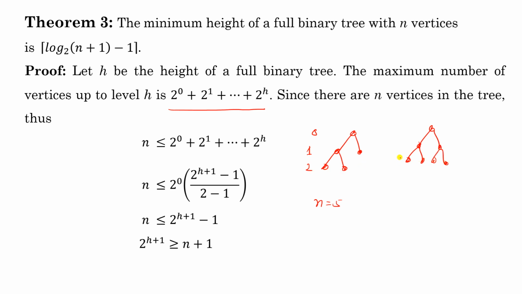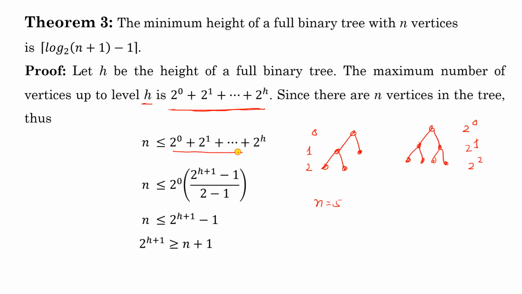And how can we count this? At level 0, the number of vertices equals 1, you can write it as 2 raised to power 0. At level 1 you can write it as 2 raised to power 1, which equals 2, and at level 2 you can write it as 2 raised to power 2, which is 4. So in this way we can write the vertices in different levels. So up to level h, this will be the total number of vertices, or maximum number of vertices.